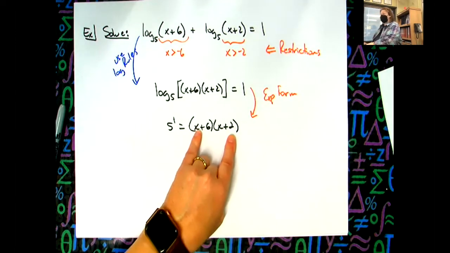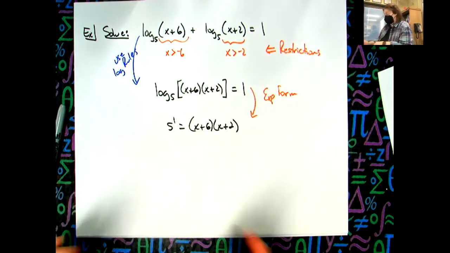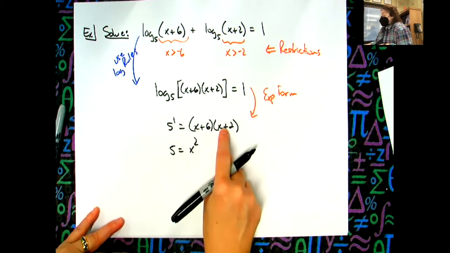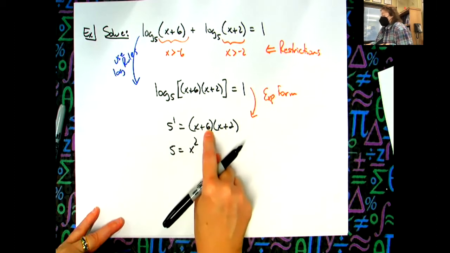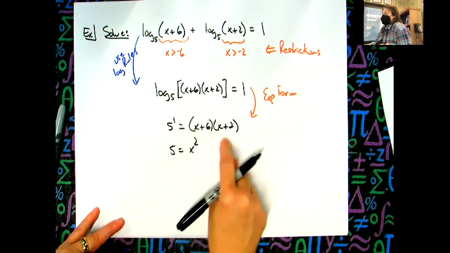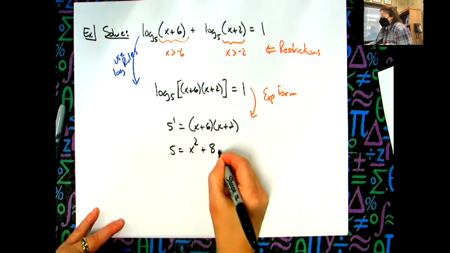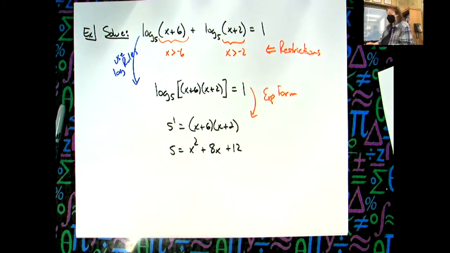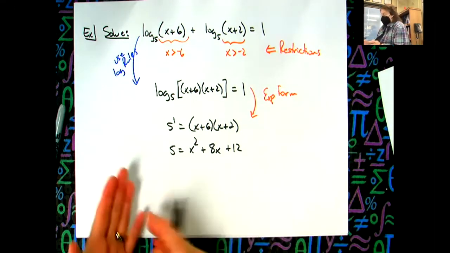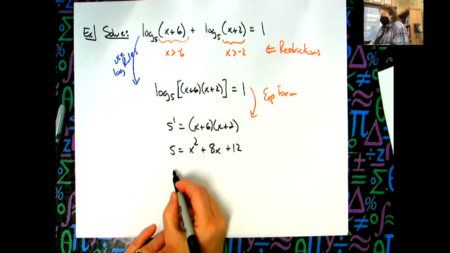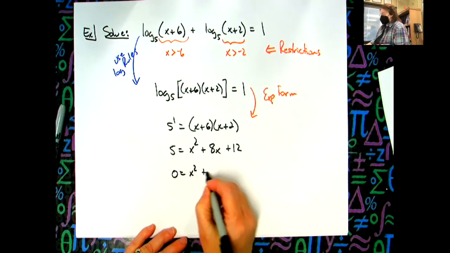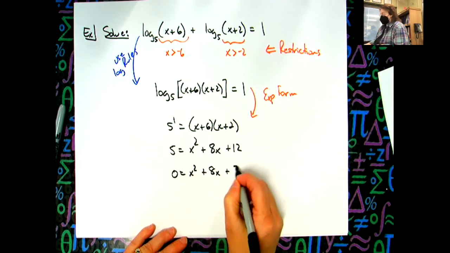On the right-hand side, can I FOIL that out? I'm going to end up with a quadratic. So let's FOIL it really quick. X squared. Can I do the next two in my head? 6x plus another 2x is going to give me an 8x. And then 6 times 2 is going to give me a 12. To solve a quadratic equation, everything needs to be on the right-hand side or the left, but I'm going to leave everything on the right. So I'm going to subtract 5 from both sides. So x squared plus 8x plus 7.